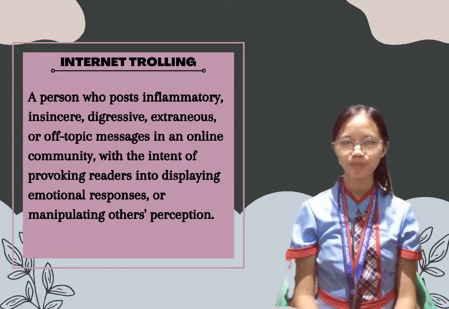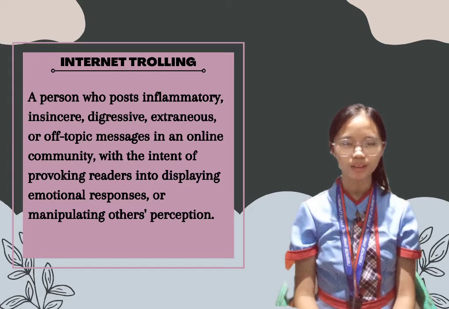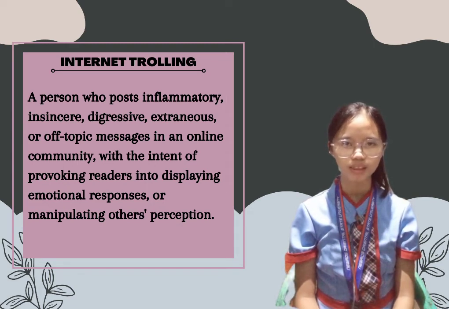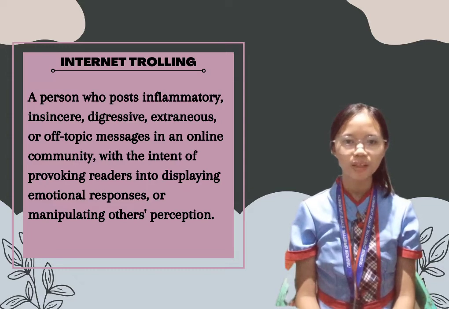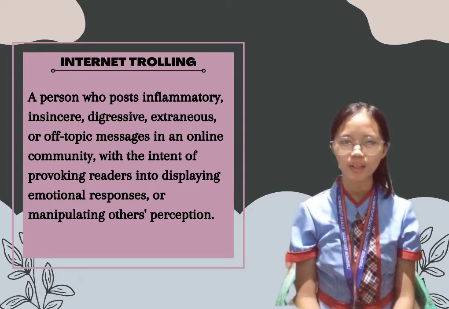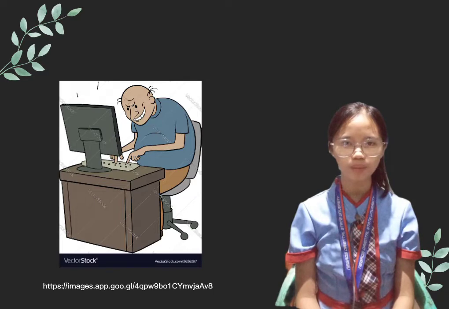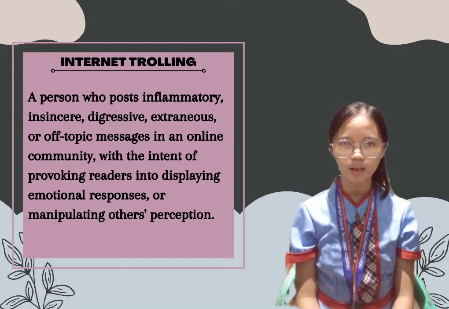Here are the types of cyberbullying. Internet trolling: a person who posts inflammatory, insincere, digressive, extraneous, or off-topic messages in an online community with the intent of provoking readers into displaying emotional responses or manipulating others' perception. A troll deliberately tries to offend, cause trouble, or directly attack people by posting derogatory comments on Facebook posts, blogs, under YouTube videos, on forums, and other types of social media.